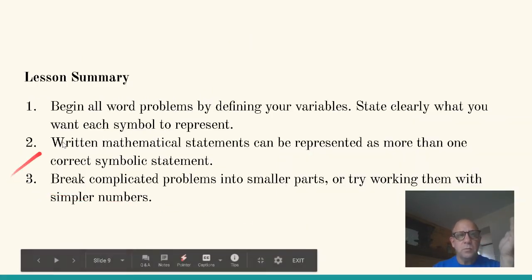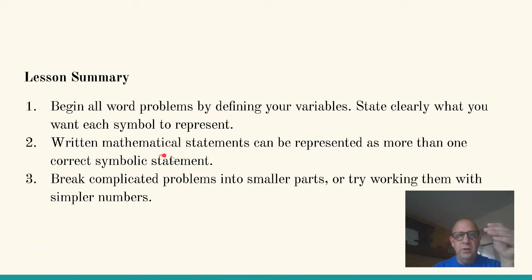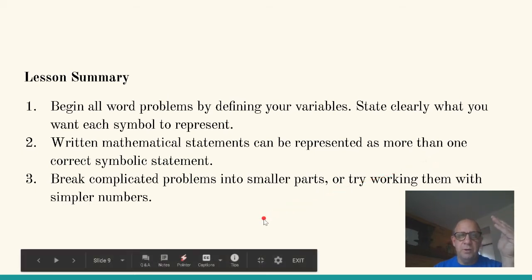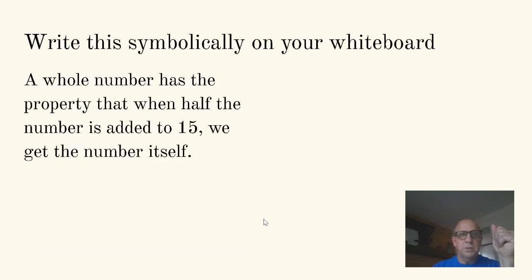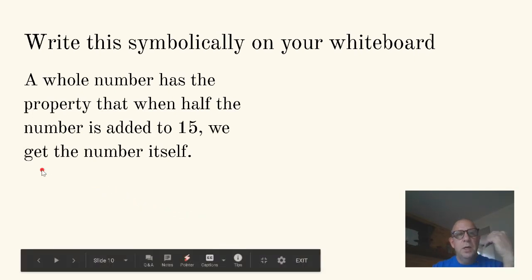All right. So we're going to do word problems to define your variables and state clearly what each symbol represents. And then you're going to write mathematical statements that can be represented in more than one way. You could have a different one than me, and they could be the same, still be right. And we're going to break complicated problems into smaller parts and try working with simpler numbers. So let's try this. You try it.